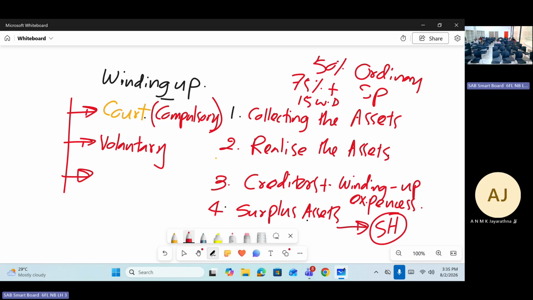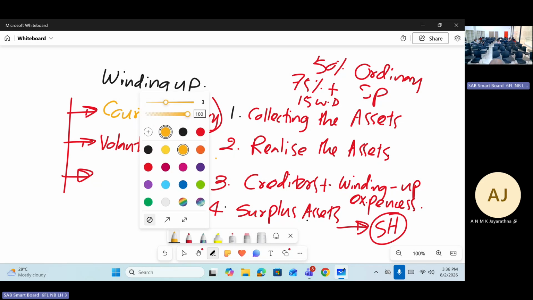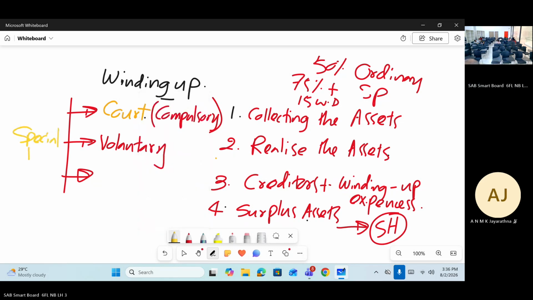So here also it is very serious. It is like terminating the existence of the company with the consent of the shareholders. Very serious matter. Therefore, by passing a special resolution, shareholders can voluntarily liquidate the company. Understood?